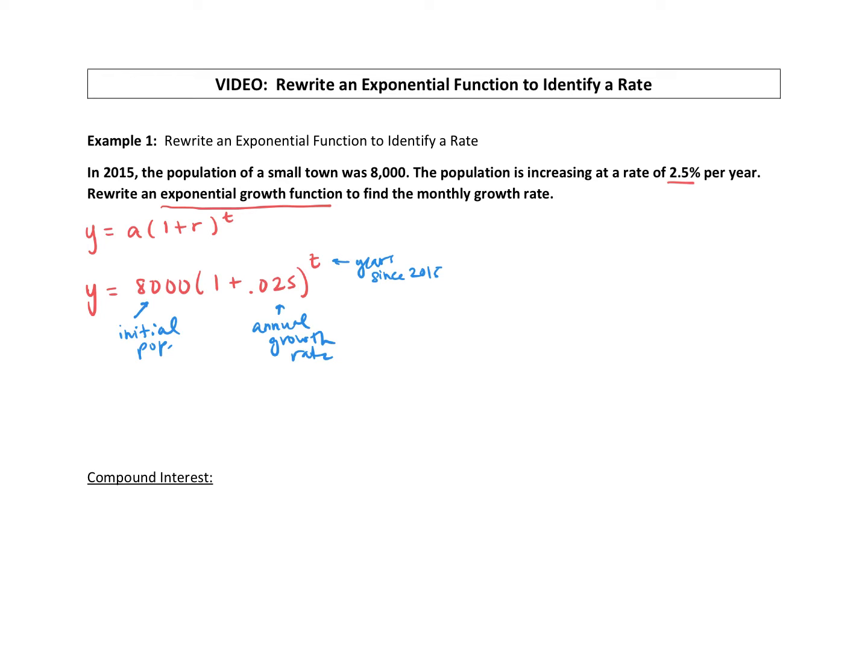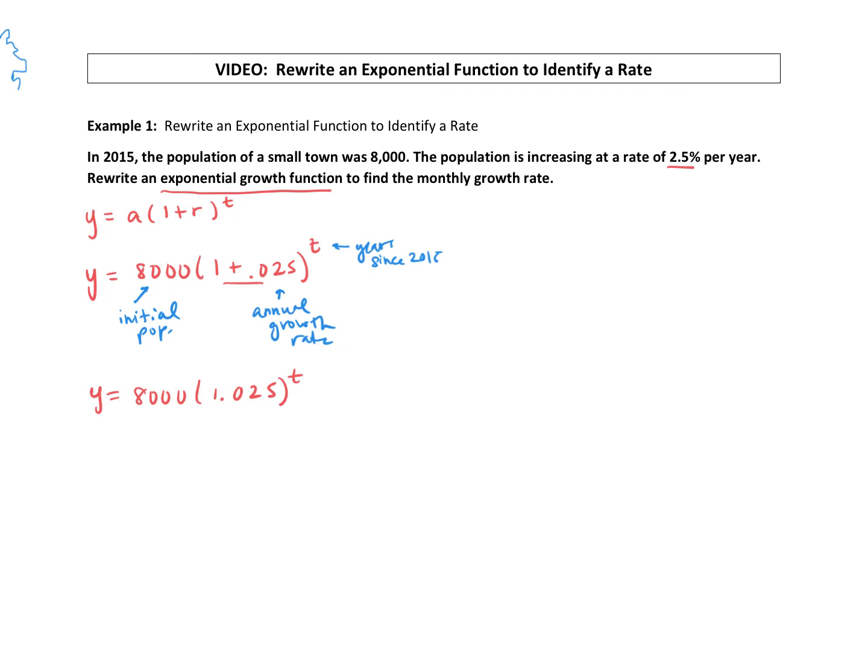Okay, we'll just go ahead and simplify that. The simplifying we can do is just add together. So we have y equals 8,000 times 1.025 raised to the power of t. All right, so that's the first thing we needed to do, but they asked us for the monthly growth rate. Right now, our rate of growth is in terms of years. Our time is years.